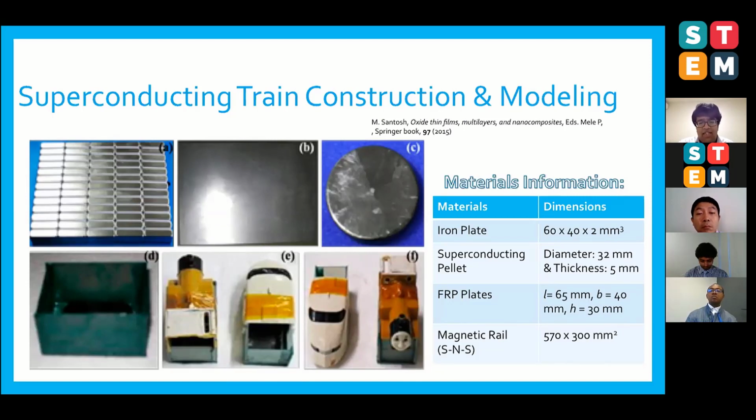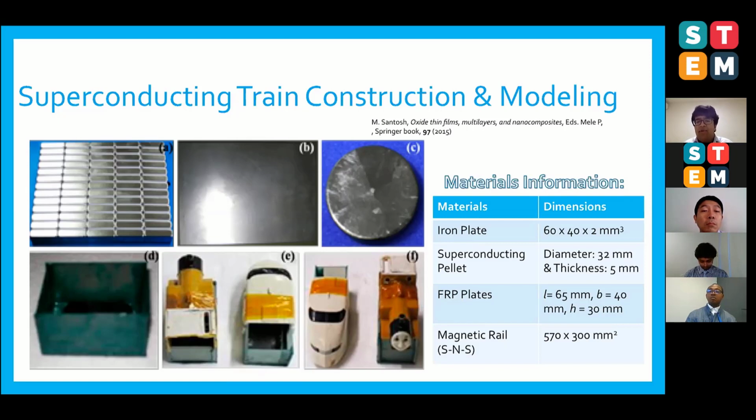So as you can see from the construction and the operation of the prototype, the high TC superconductor train can be made with these items. And I guess in this investigation, I tried my best to levitate a model train by using a melt process GD123 superconducting material over a magnetic rail.